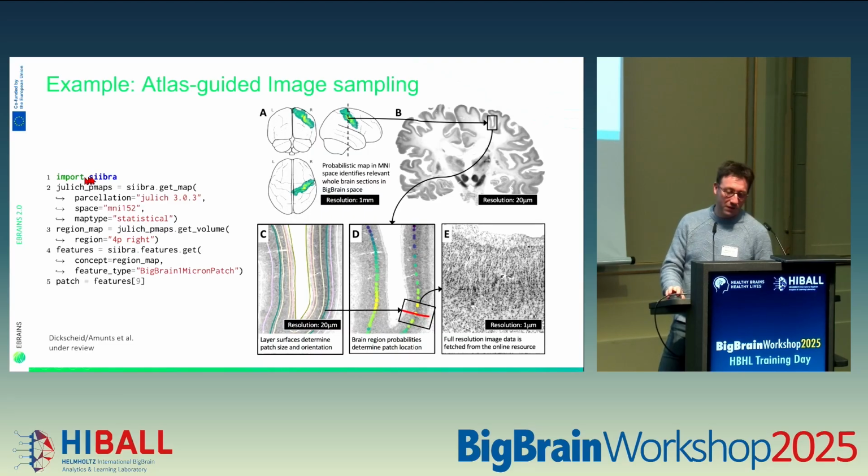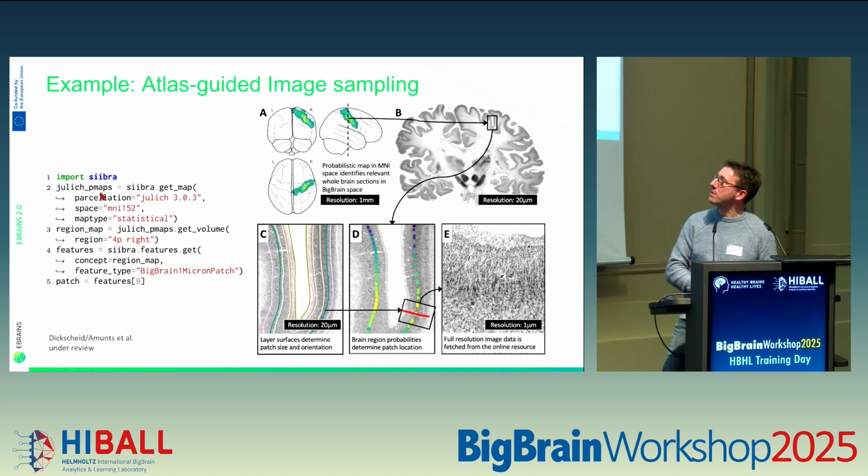So what you do is you import the library. In that case, we have selected here a parcellation from SIIBRA: the Jülich probability maps. As in the browser, we have specified the parcellation itself with the version, the space, and the type of the map. When we say statistical, we get the probability maps. We could also say labeled, then we would get a labeled map, a simpler representation. But here we use the probabilistic maps.